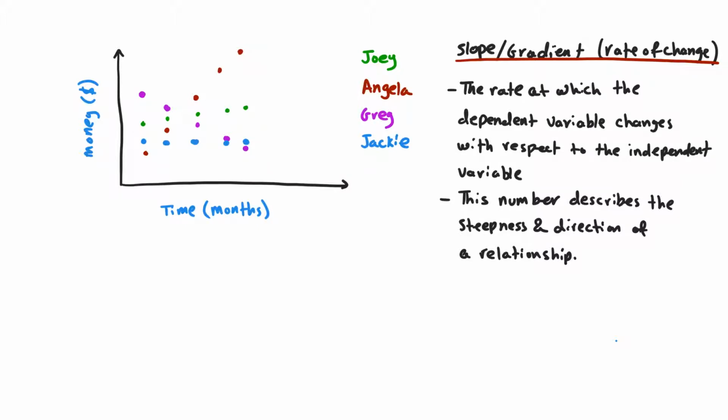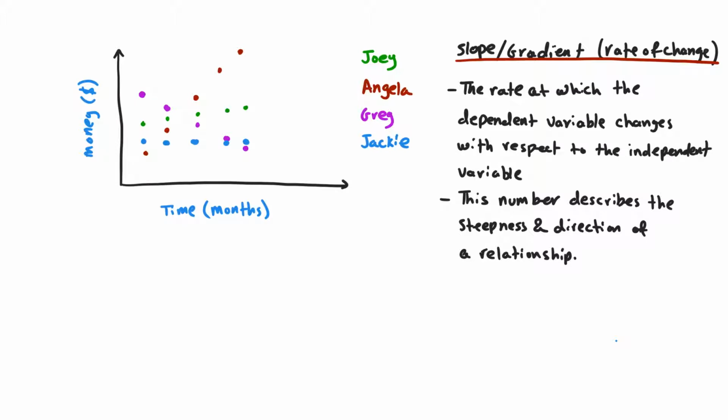We have Greg over here who starts pretty high, but then every month Greg is spending a lot of money and is actually decreasing the amount of money that he has in his account every month. And finally, we can see Jackie, and Jackie kind of starts here, and his money stays steady. It doesn't really change. On average, he's not really spending that much money, or he's not really gaining any money. So the amount of money he's spending is the same as the amount of money that he is gaining every month.